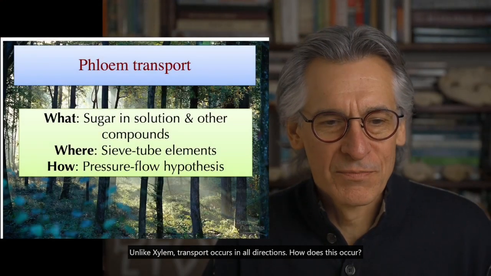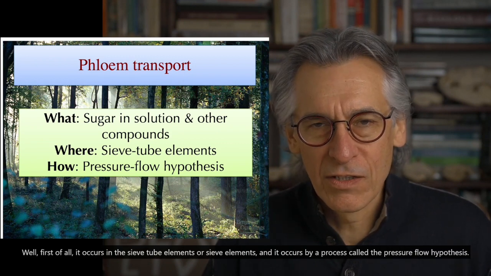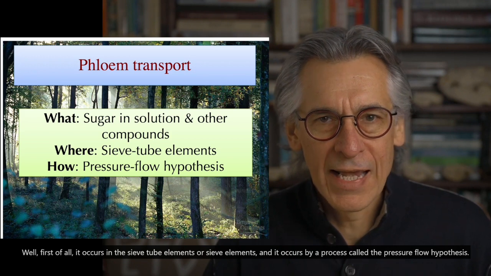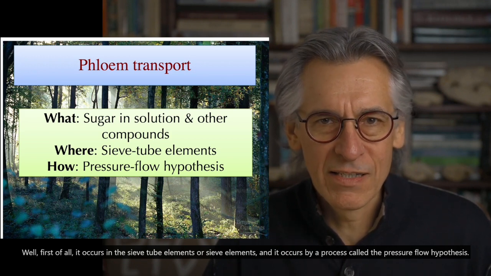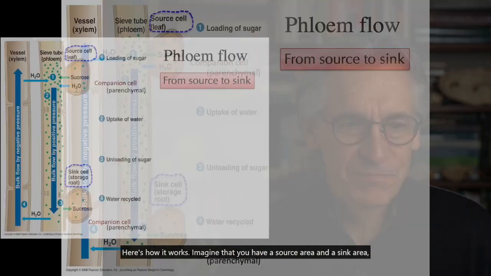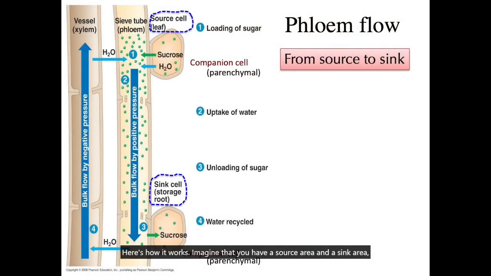How does this occur? Well, first of all, it occurs in the sieve tube elements, or sieve elements, and it occurs by a process called the pressure flow hypothesis. Here's how it works. Imagine that you have a source area and a sink area. So the source area is where the fluid starts, and the sink area is where the fluid is going to end up.